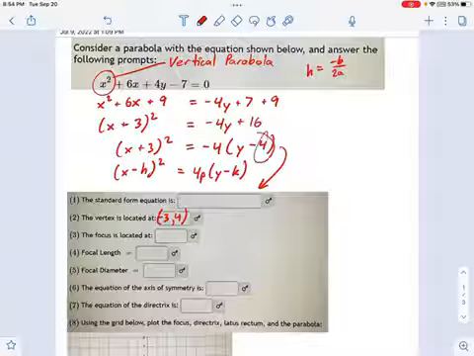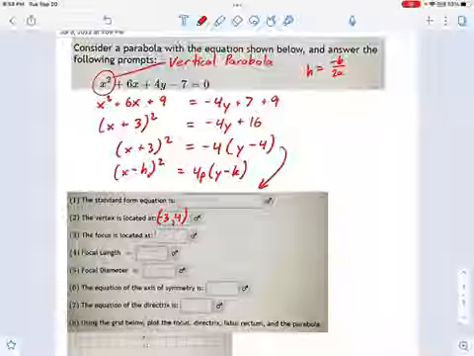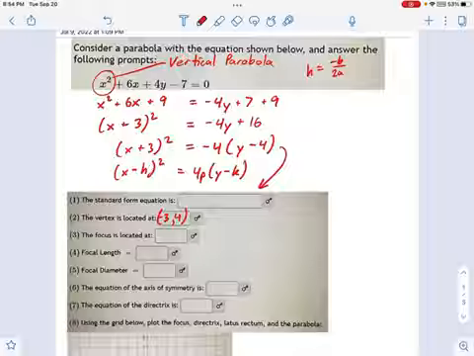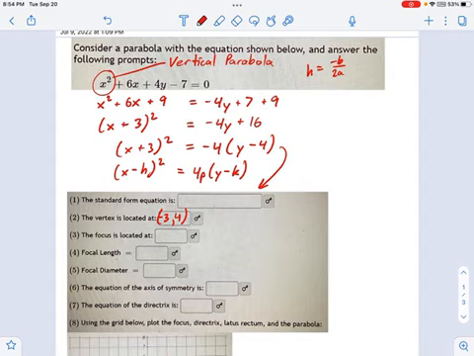I'm looking at this number right here. There's my 4. Okay, so the focus is located, well, let's think about that. Where's the focus? It's not apparent from the equation where the focus is located. So we're going to have to do a little digging here. If you look at what p is, p is equal to negative 1, according to this equation.